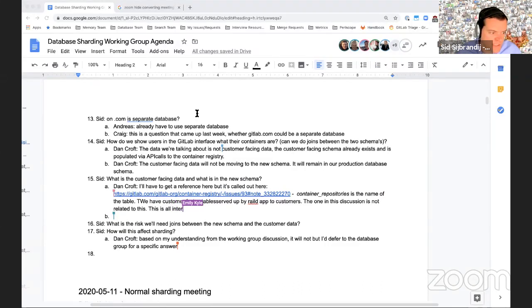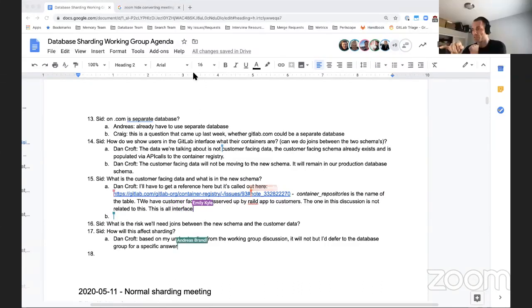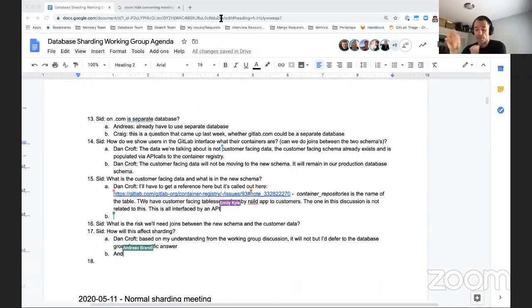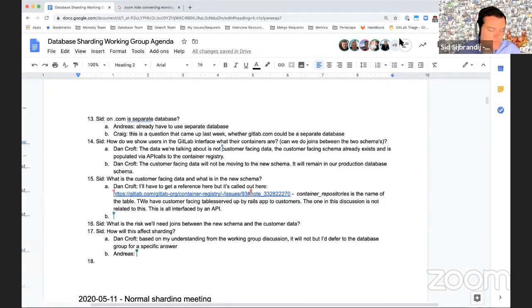And what data is in there? Container repositories is the name of the actual table that is the customer-facing data, and it's similar to the data that you had called out around our package repositories. It's that same sort of information. It is linking to customers. It is linking to projects. And so if I want to see how much storage a certain user is using, I'd need to query that.